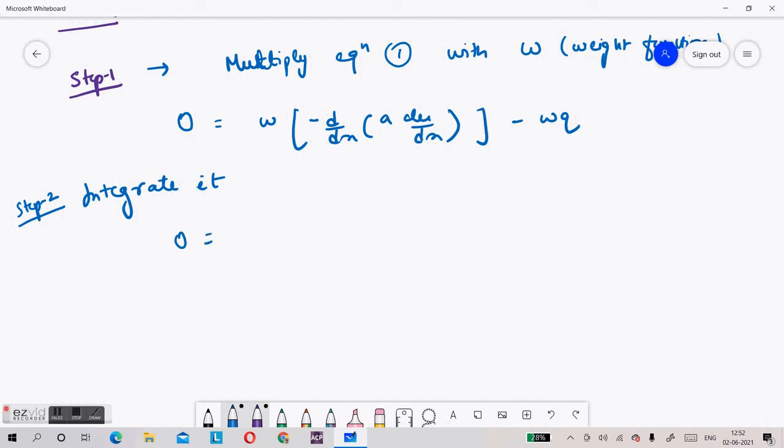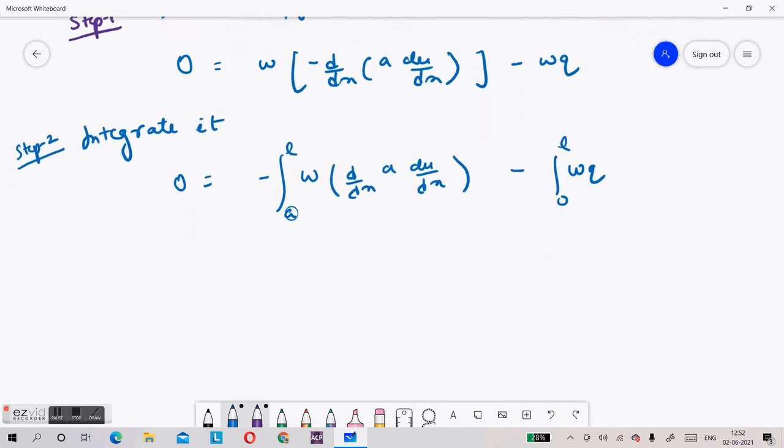Then it will become the integral of w times minus d by dx of a du by dx, minus wq. We put the limit 0 to L. In our question the limit is given as 0 to L, so we put the limit 0 to L.